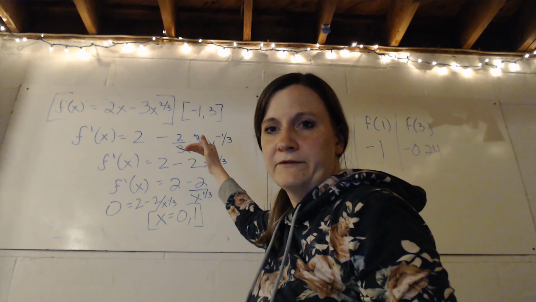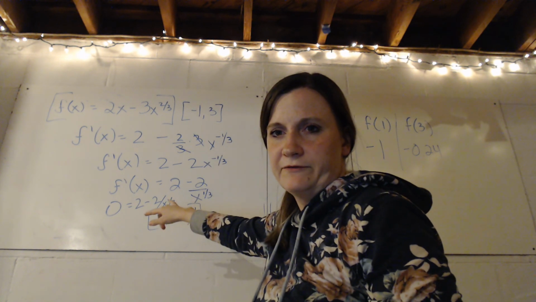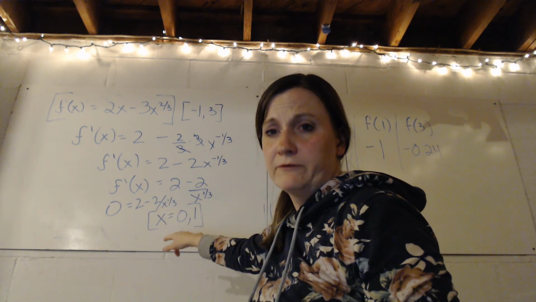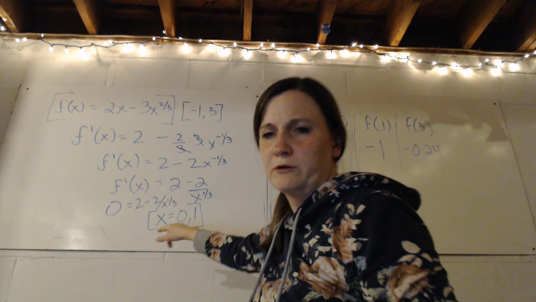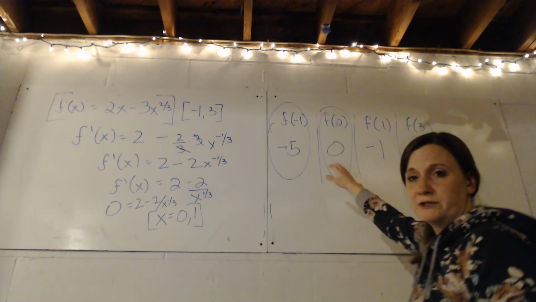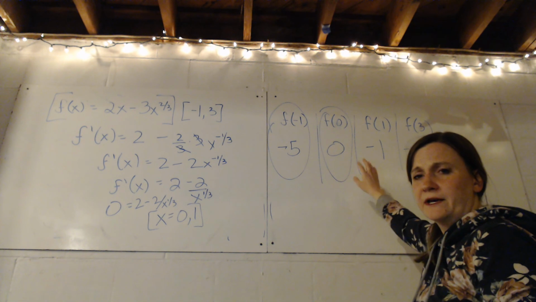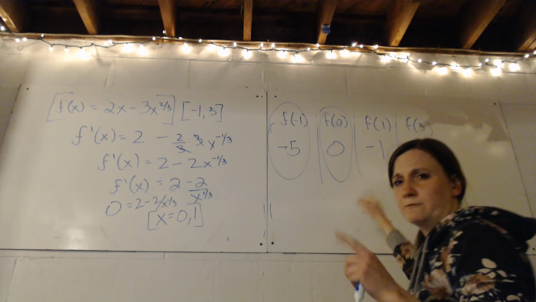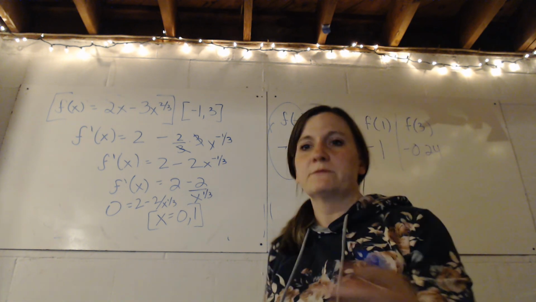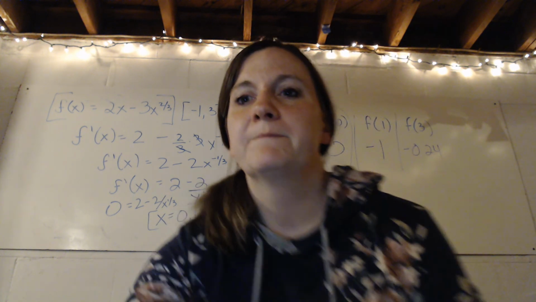So take your derivative, set that derivative function to 0, and solve for where it's equal to 0. Those are your critical points. Then evaluate your original function, not the derivative, at the critical points and at the 2 endpoints. The highest value is your maximum, and the lowest value is your minimum.